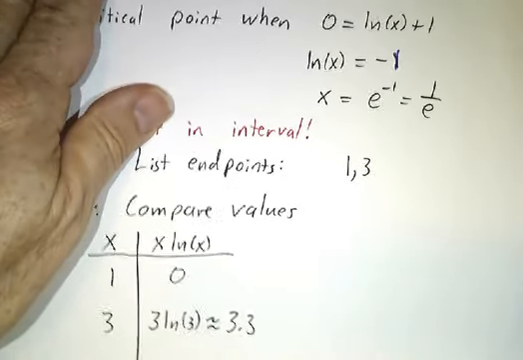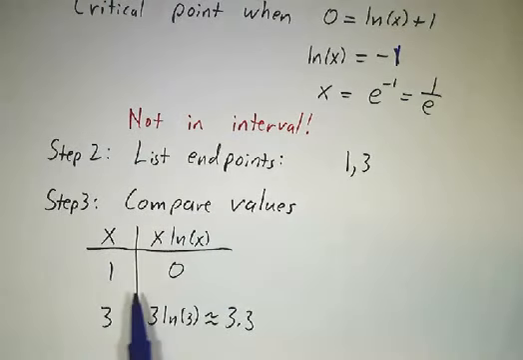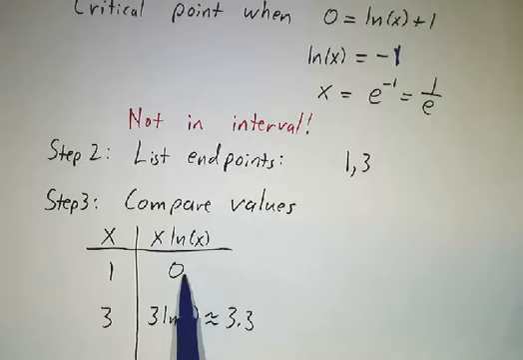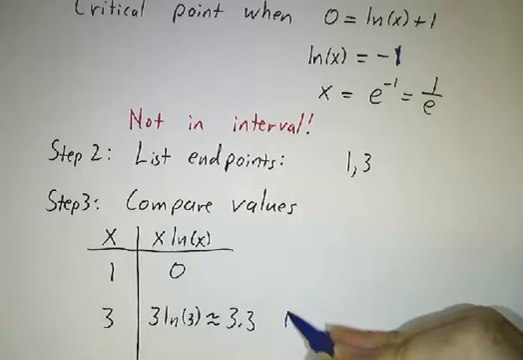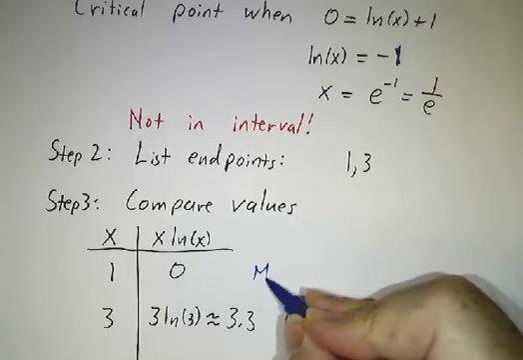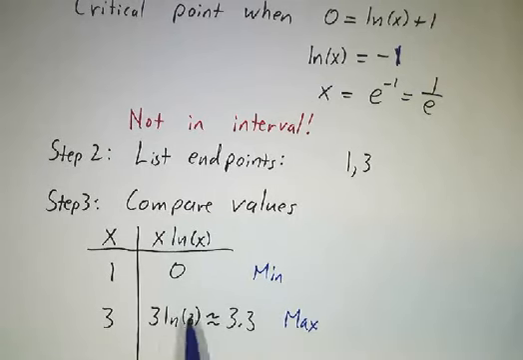We compare our values and we say, hey, at one endpoint the value is 0. At the other endpoint the value is 3 log 3. The minimum value is 0 and it occurs at x equals 1. The maximum value is 3 log 3 and that occurs at x equals 3. And that's it.